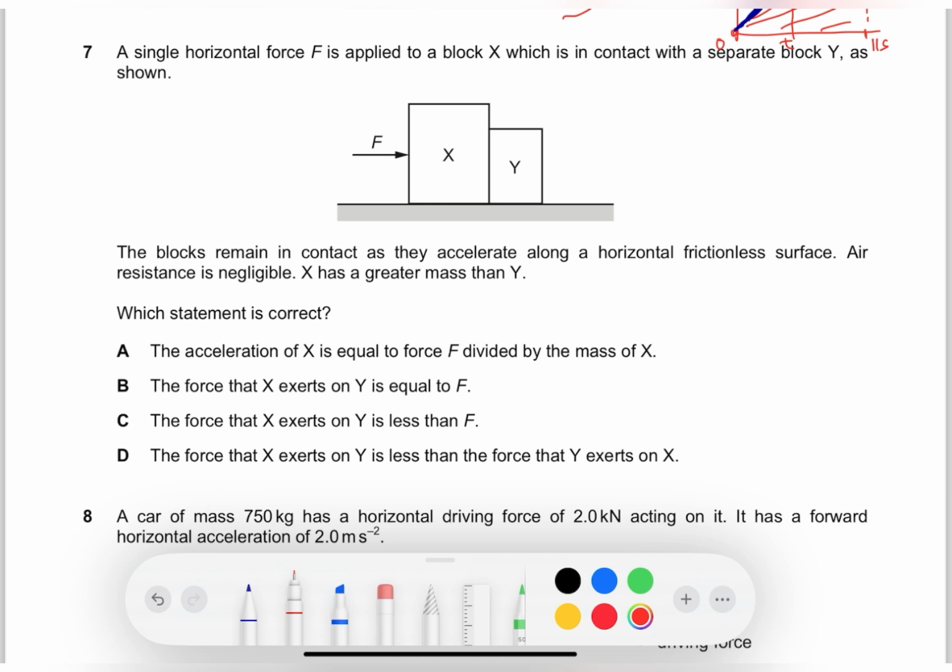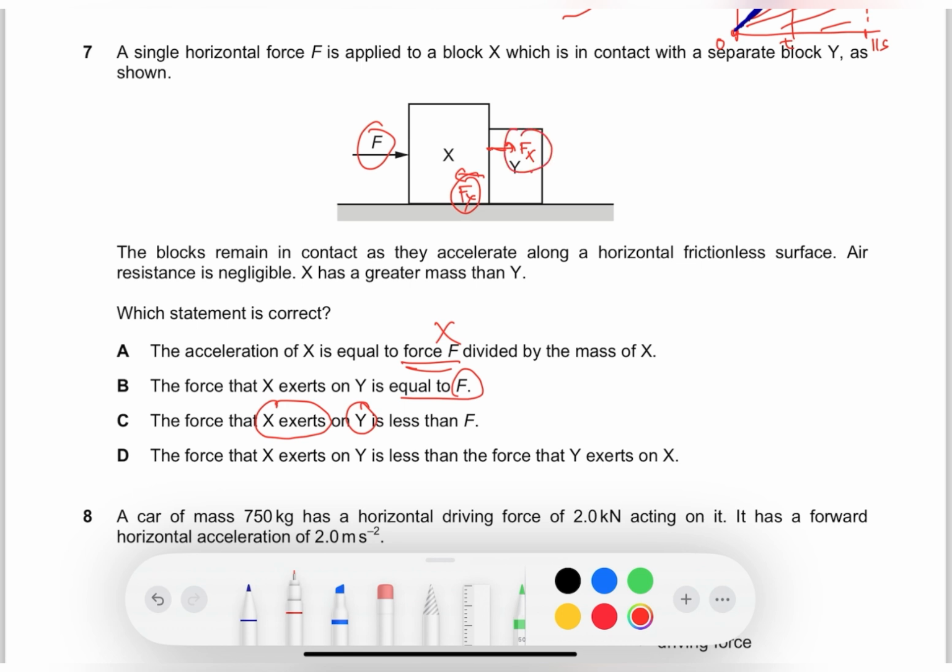Okay, so we are talking about the expression of x, but we are not talking about the resultant force over here. So this is wrong. Force that x exerts on y equals F. So x is exerting force Fx and y is also exerting the same force, that is Fy. These forces are equal and opposite. They are saying that the force that x exerts on y is equal to F. No, this is wrong. These both forces are equal.